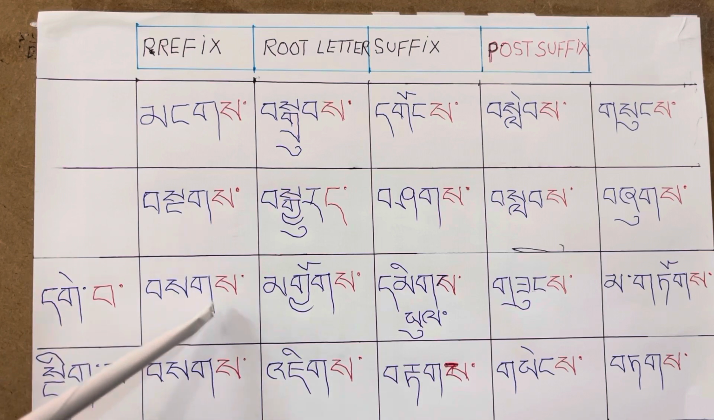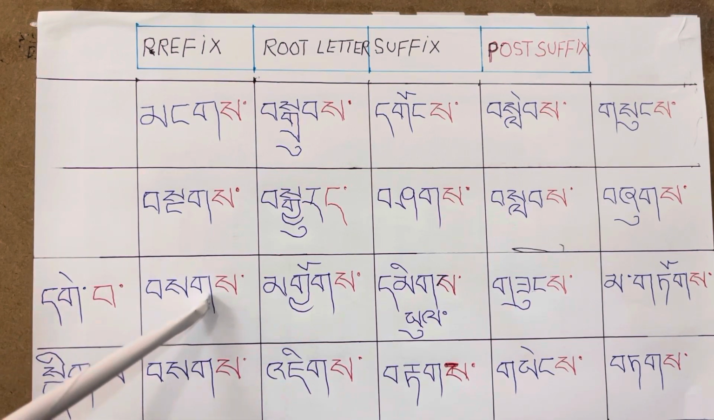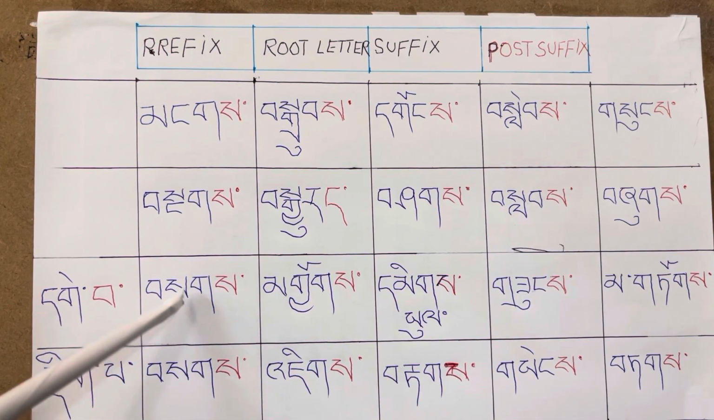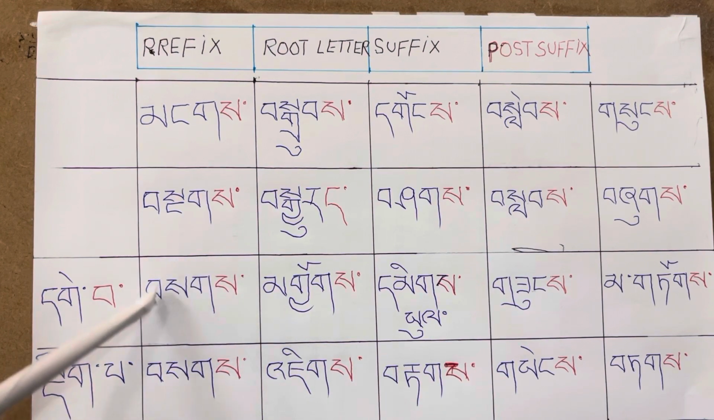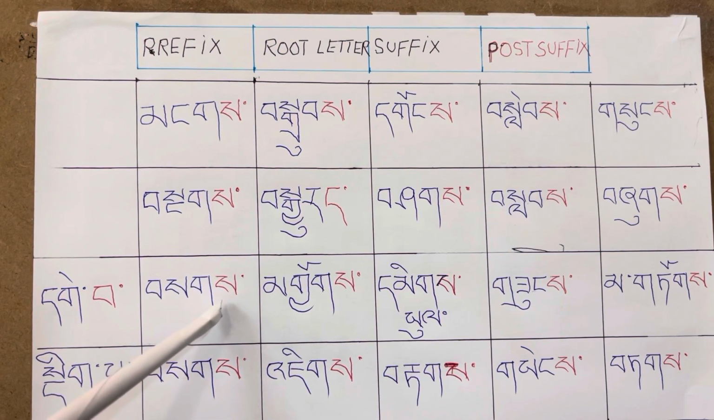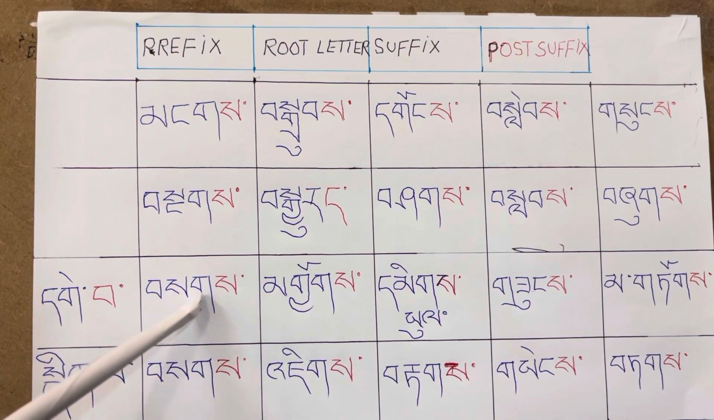Earn merit. So this is earn, and this verb with sa indicates that it is past tense. So earned merit. Past tense.